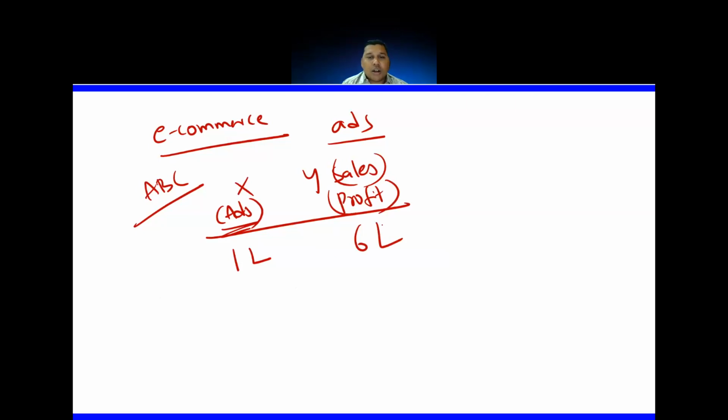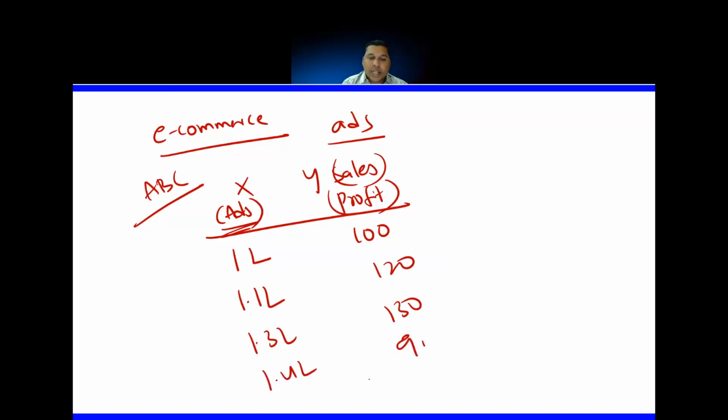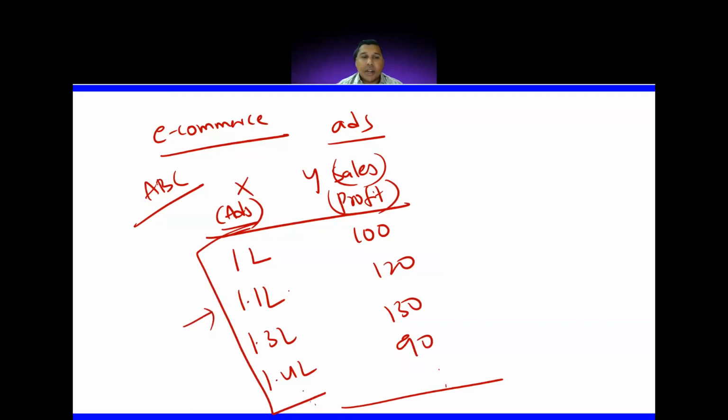Or let's take sales in numbers. So 100 products are sold. When they invest 1.1 lakh, it is 120; 1.3 lakh, it is 130 sales. Sometimes 1.4 lakh, and it is 90 only. So this kind of data is given to you. You have historical data: for the last 12 months, how many lakhs of rupees they have invested in advertisement, and how much sales they have got.